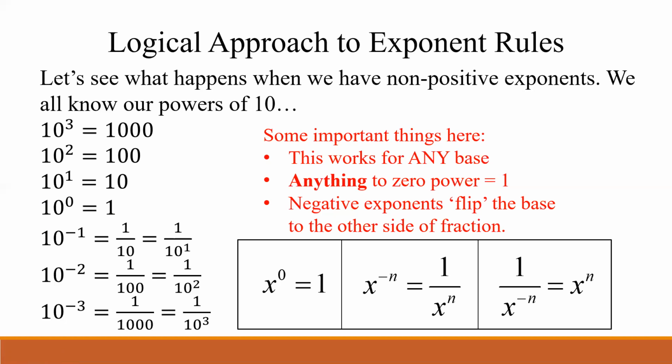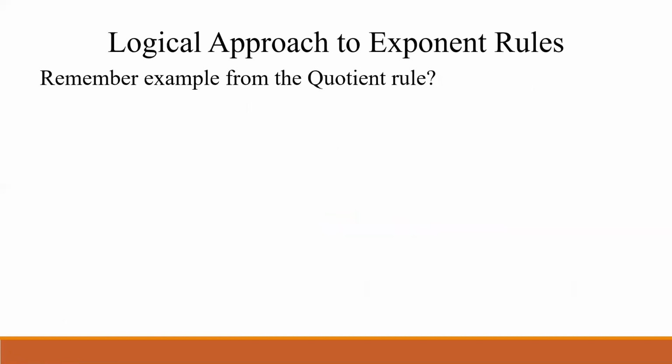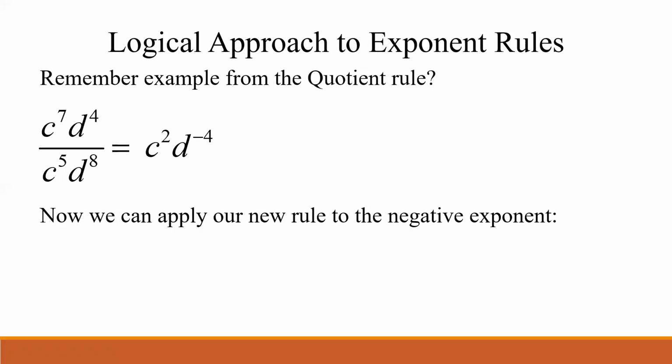Okay? So that's our other 3 rules. We got one more to talk about. Actually, so let's go back to that quotient rule we did a few minutes ago, where we had that answer, and I said we're going to go back and talk about that negative exponent. So is this mathematically correct? Yes, but it's what I call kind of funky. So we don't like negative exponents. So we can apply our new rule to that negative exponent. And so c d to the negative 4 power would actually be written as c squared over d to the 4th. And that would be a better way to write that as your final answer.